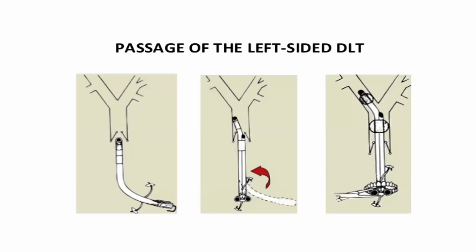Okay. This picture is explaining. So first of all, like I explained, we have to rotate the tube 90 degrees according to the side of the bronchus that we want to intubate.